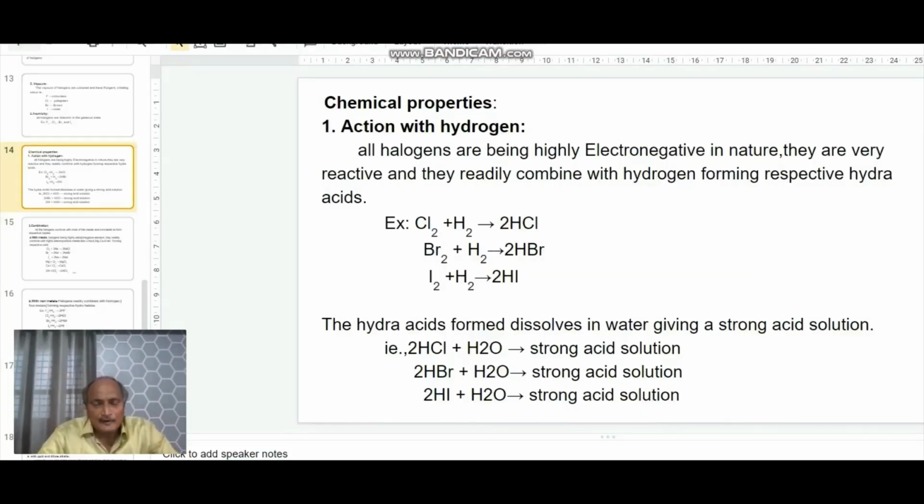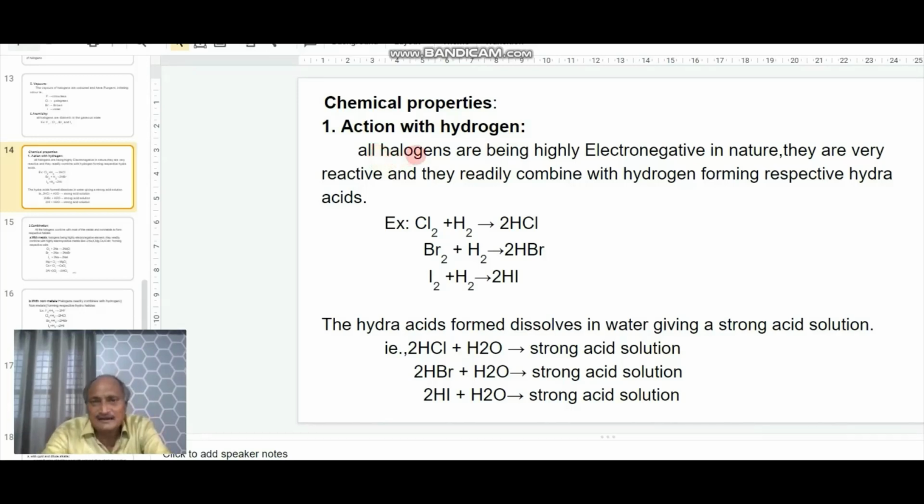Coming to the chemical properties, under chemical properties we have to deal with action of halogens with hydrogen, combination reactions of halogens with metals and non-metals, action of halogens with water, action of halogens with halides, action of halogens with alkali, and the oxidizing properties of halogens. So coming to the first one, that is action with hydrogen.